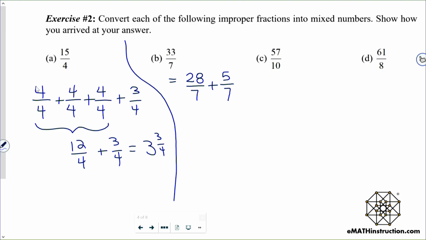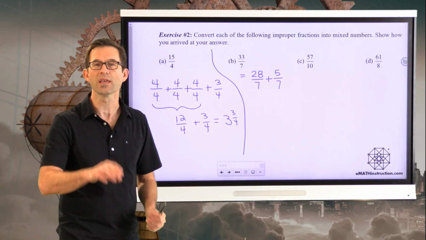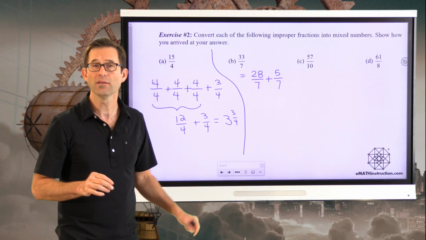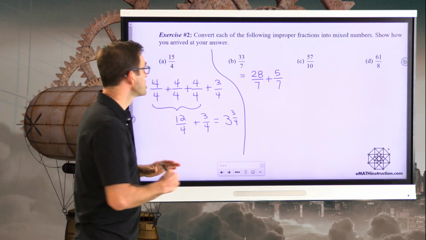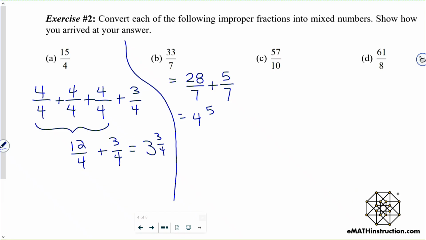Right? 28/7 plus an extra 5/7. And 28/7 is 4 groupings of 7/7. And I can figure that out just by doing 28 divided by 7. Right? So this just becomes 4 and 5/7.